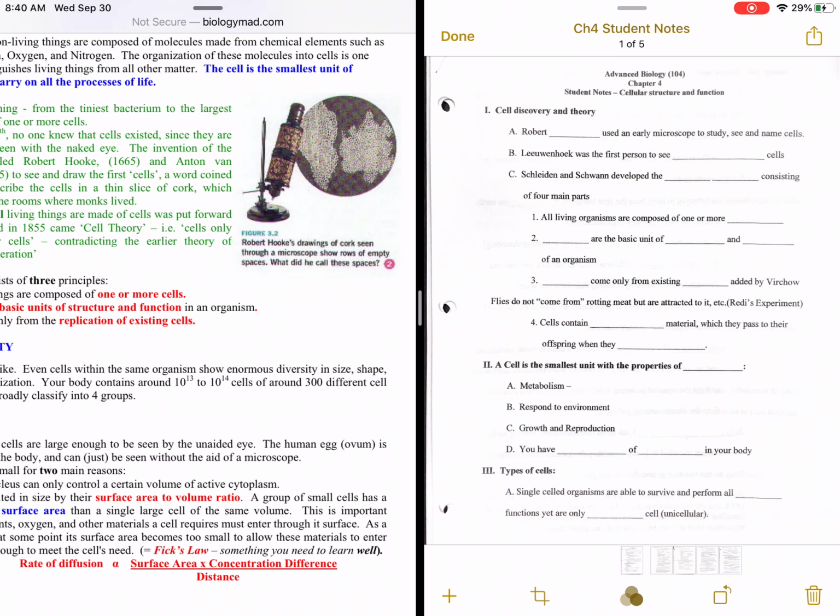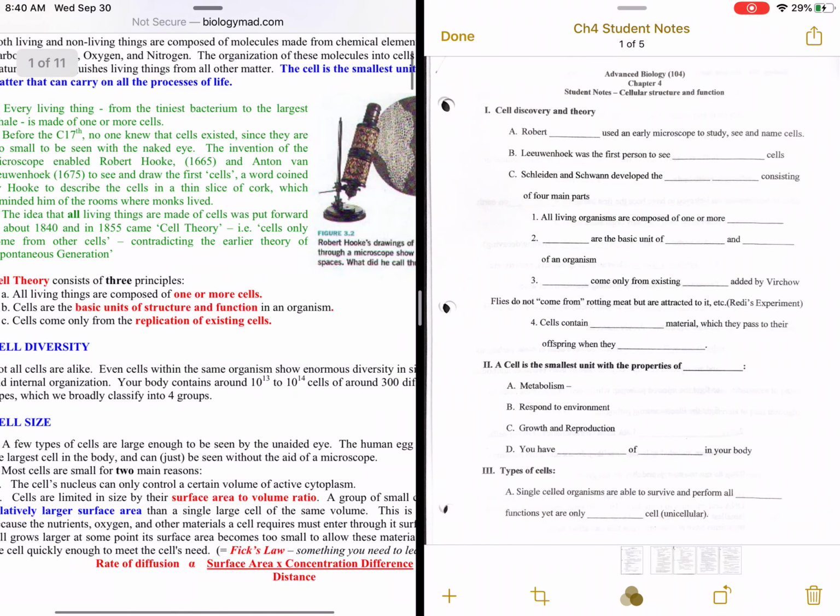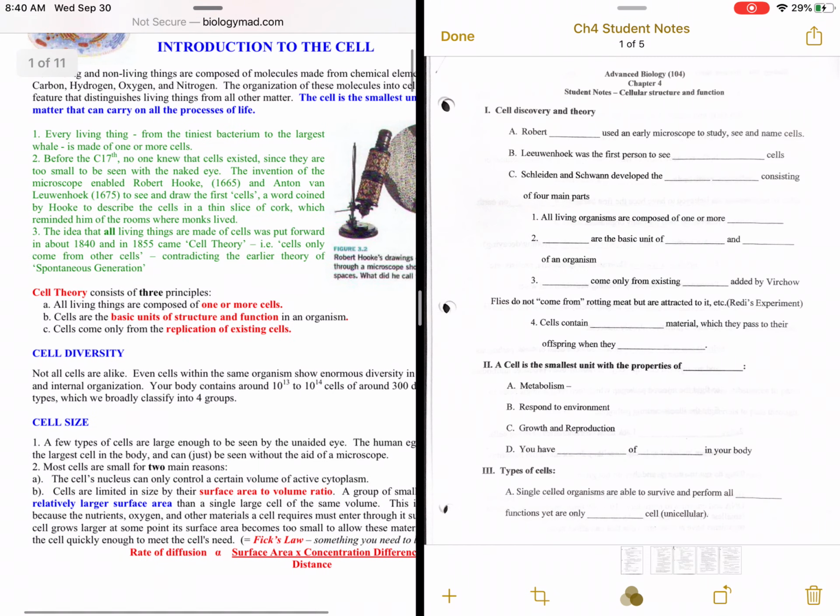So he basically set meat out and left it on one plate, and then set meat out and covered it and sealed it on the next plate, and only the meat that was open had flies on it. So it was like, oh, maybe meat doesn't make flies. Maybe it has to come from another fly. I didn't realize this until a long time into it. We're talking like 1800s. So that's your cell theory.